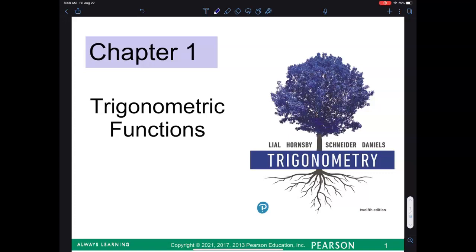In this video, we're going to take a look at Chapter 1, Section 2 from our textbook. In the first section, we looked at angles. And so in this second section, we're going to move on to look at what we can do with angles.